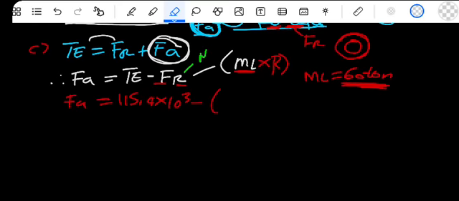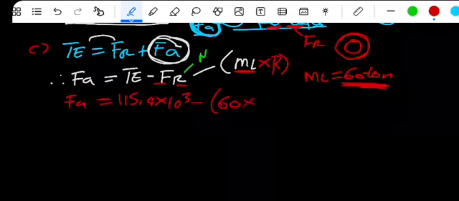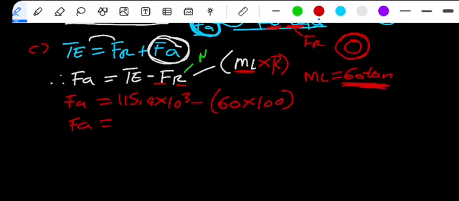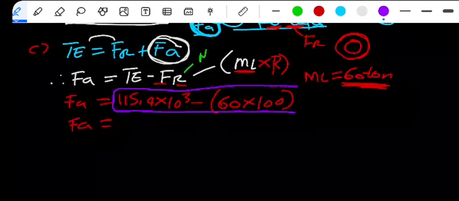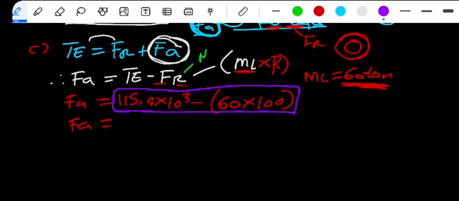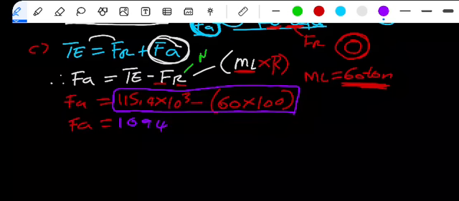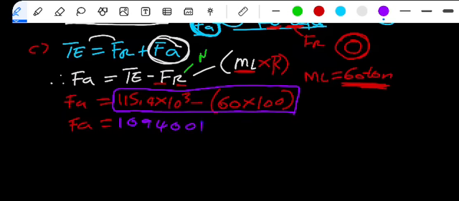Anyways, without wasting time, we'll have our mass, 60, multiplied by the rolling resistance of 100. We've seen that the units will cancel, so we'll have FA. Multiplying this, we get 109400, which obviously must be in Newton.